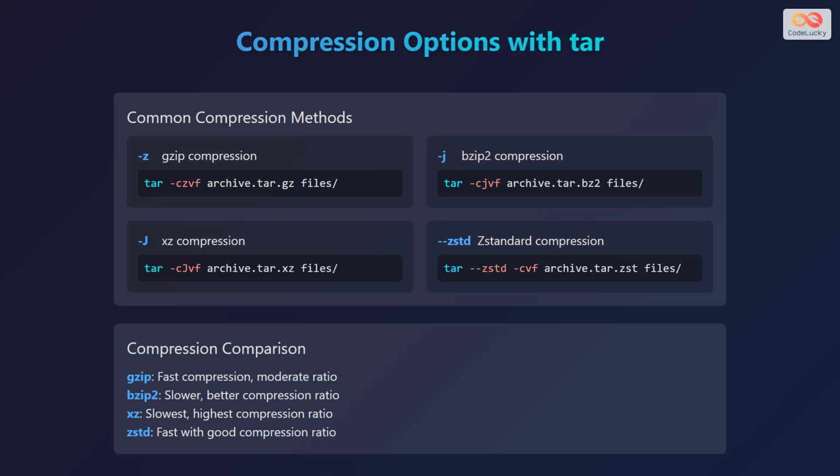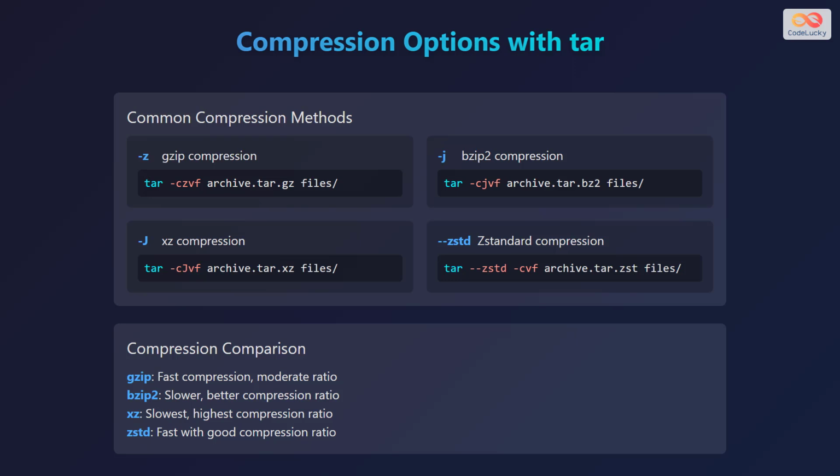The tar command offers several compression methods. Here are a few common ones. z for gzip compression, for example, tar czvf archive.tar.gz file/. j is for bzip2 compression, as in tar cjvf archive.tar.bz2 file/. J is for xz compression, for example, tar cJvf archive.tar.xz file/. Finally, zstd is for Zstandard compression, as in tar --zstd -cvf archive.tar.zst file/.